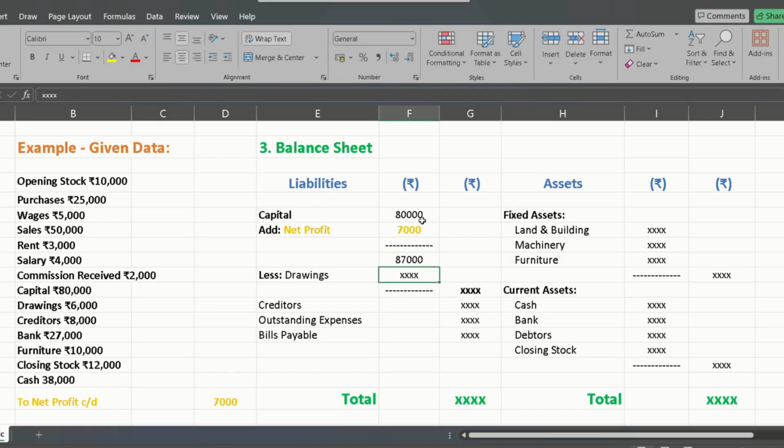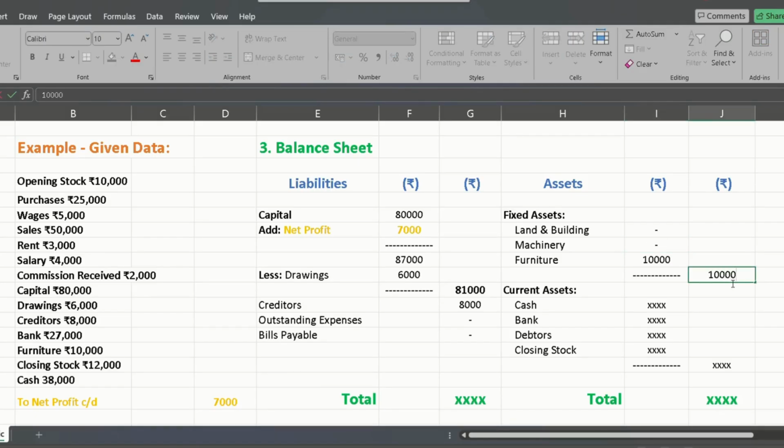And the adjusted capital amount is 81,000, and then creditors are 8,000. And on the asset side: cash 38,000, bank 27,000, furniture 10,000, closing stock 12,000. And then we tally the account, 89,000. The balance sheet is tallied.